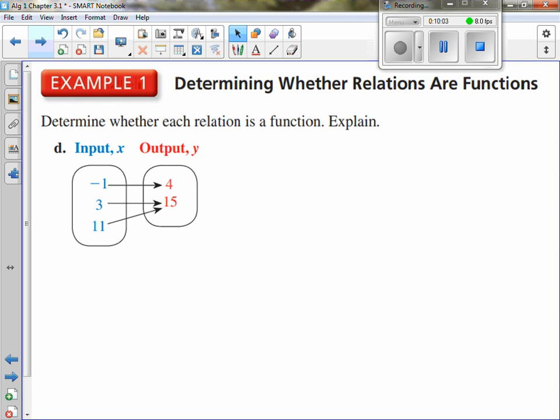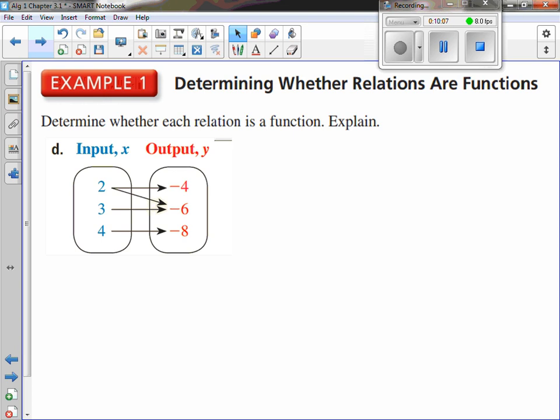So I have a feeling y'all are getting the hang of this, yes? How about this one here? What do we say, yes or no? No, because 2 goes to what? -4 and, so it doesn't work. We cannot have 2 outputs for one input. One input value cannot go to 2 outputs.